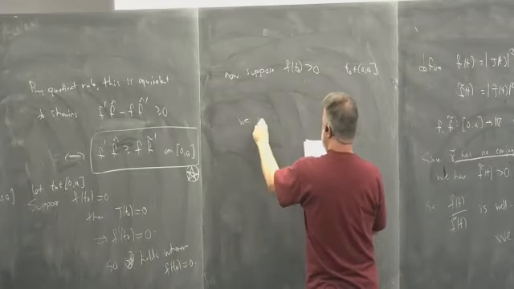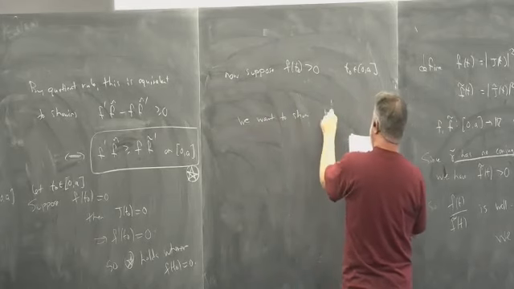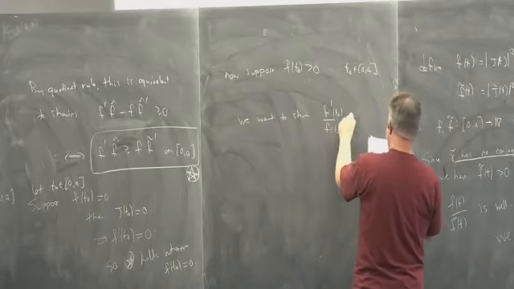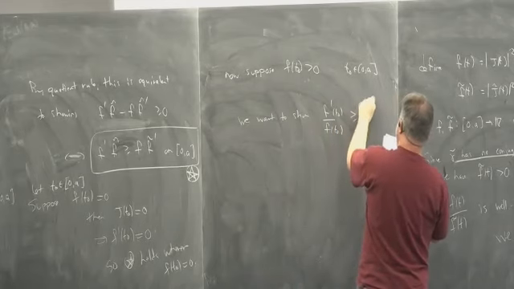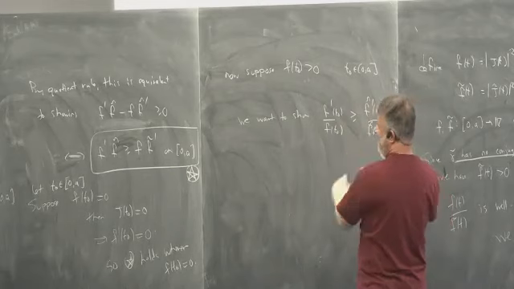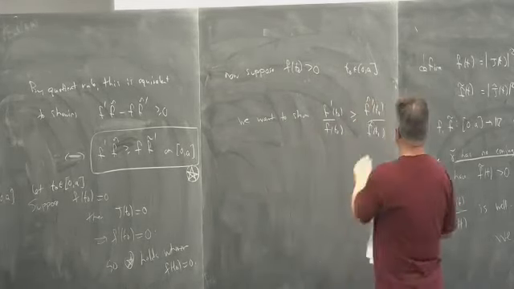So we want to show that F prime over F is bigger than or equal to F tilde prime T naught over F tilde T naught. Right, I've just rearranged star.